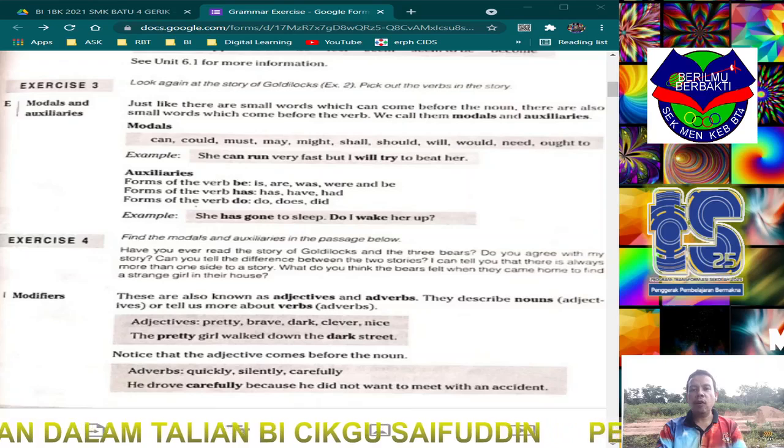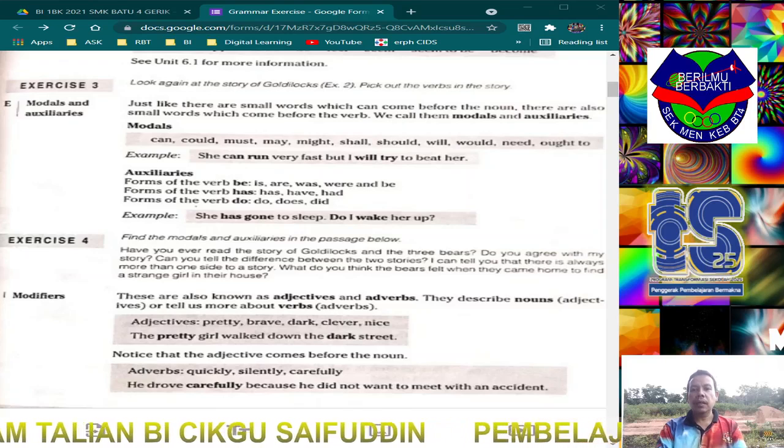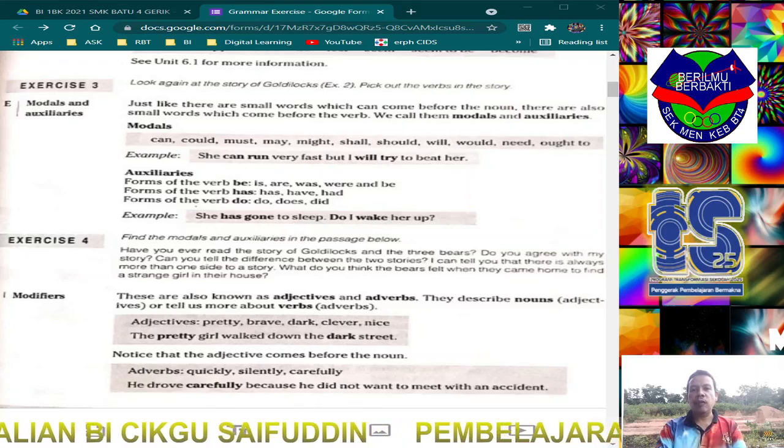So auxiliaries are forms of the verb be: is, are, was, and be. Forms of the verb have and forms of the verb do.